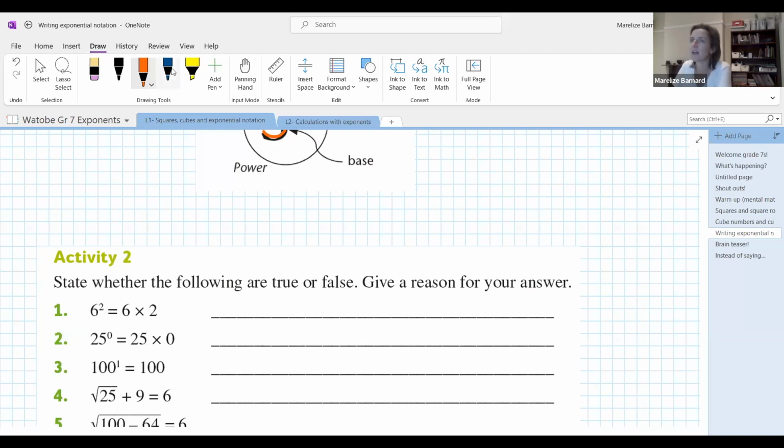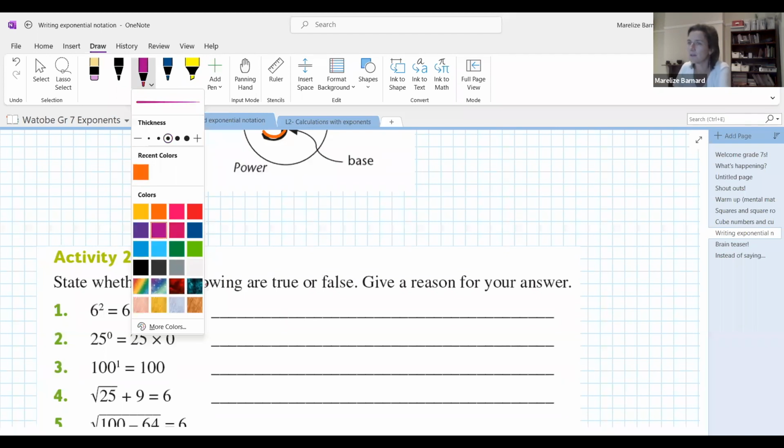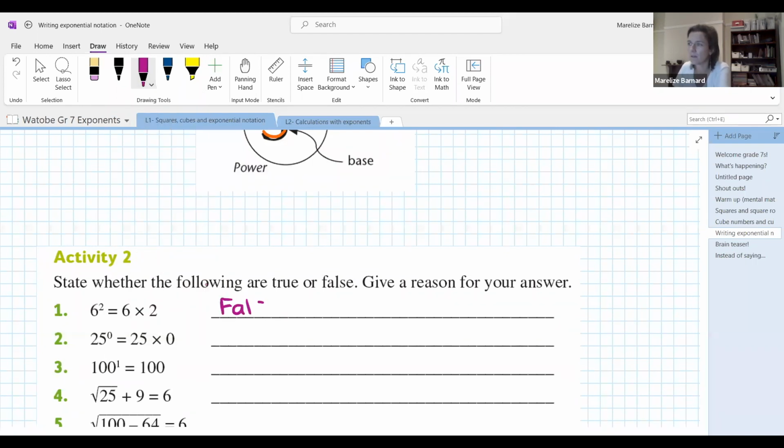It's false. And what reason can I give for that? False, yes. It is false. Why? Yes, but 6 times 6 is 36, and 6 times 2 is equal to 12. Okay, so not the same thing.